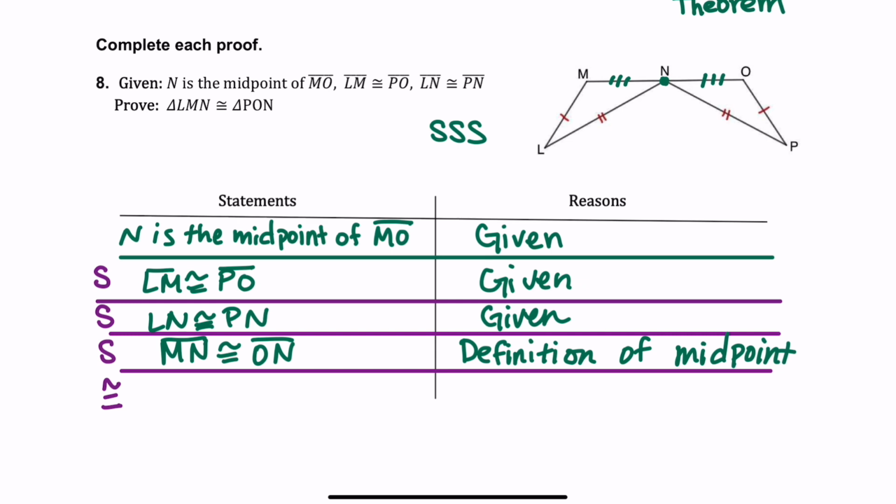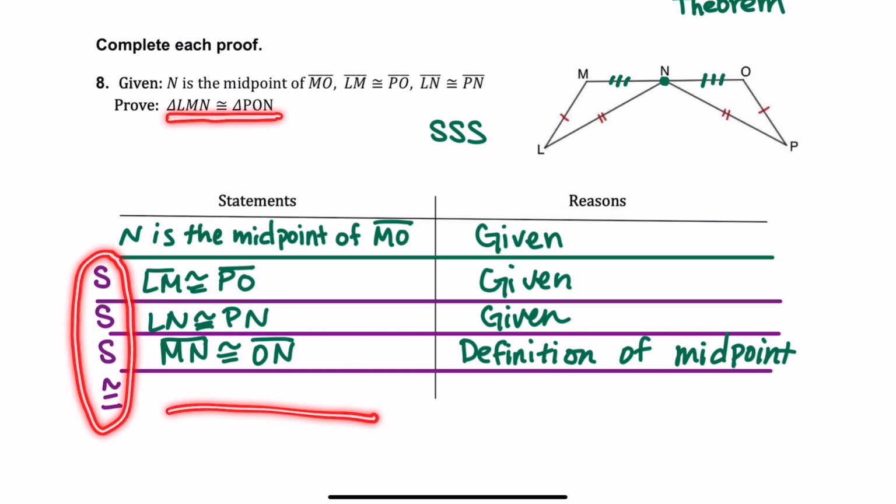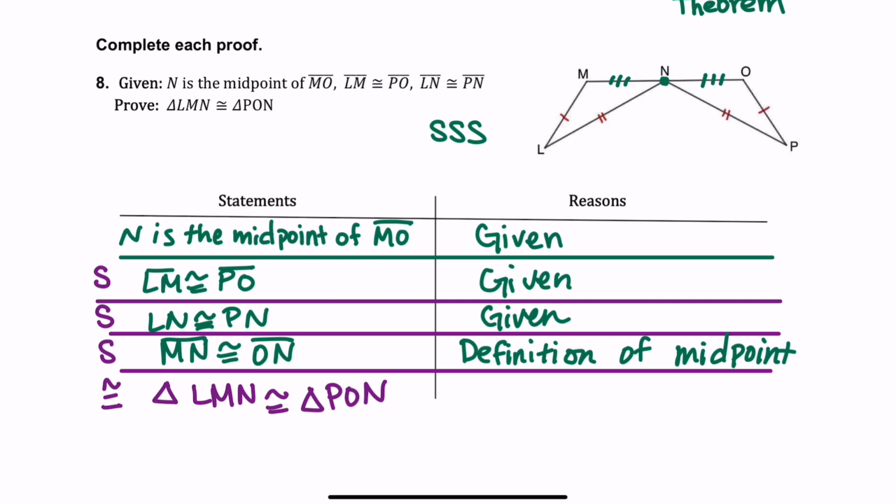On the final line, I'm going to use my side, side, side congruence as my reason, and then I'm going to write what I'm trying to prove here. So triangle LMN is going to be congruent to PON by side, side, side congruence postulate.